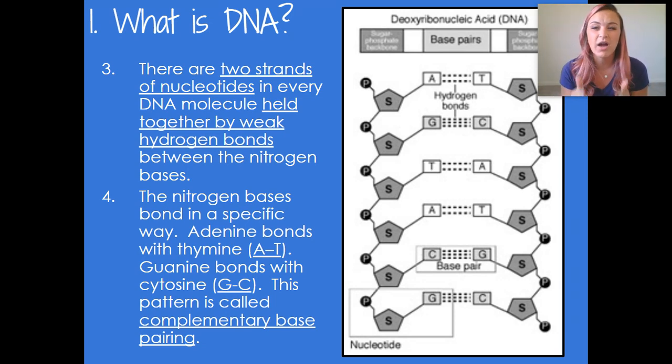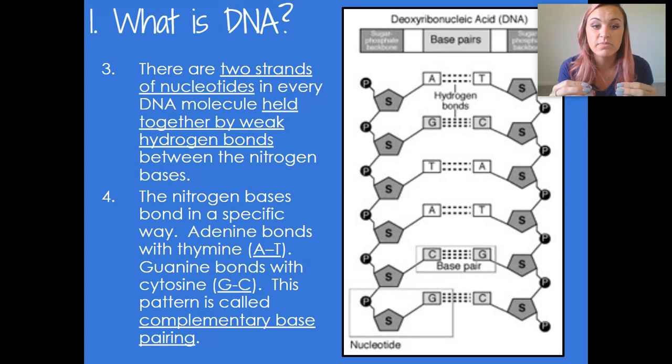These hydrogen bonds are so important because they are weak bonds. These are very weak chemical bonds, and when you think of something being weak, you think of it as being easily broken. This is going to play a huge part when we start talking about DNA replication because these hydrogen bonds have to break at some point. These weak bonds are holding these nitrogen bases together, those A's and those T's, those C's and those G's.